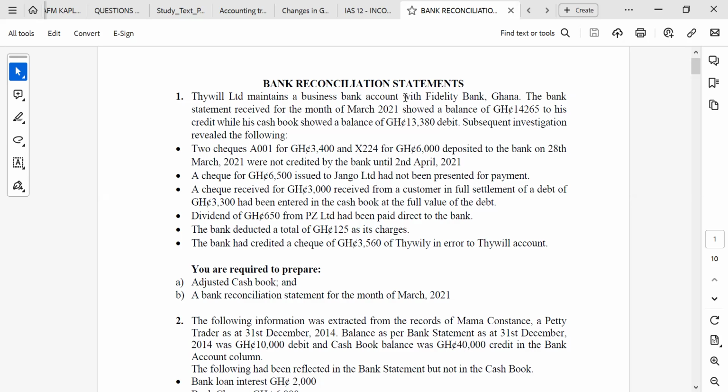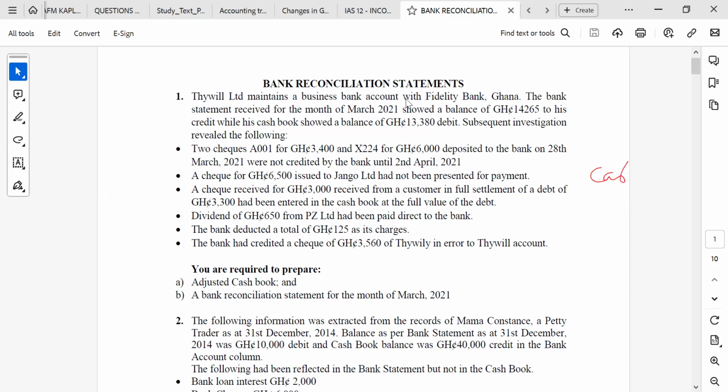How much is the person owing the company? 3,300. Okay, so we received 3,000. The cash received is 3,000. So we should have debited our cash book, which is the bank column, with 3,000, isn't it? Yes, please. But they are saying that it has been entered at the full amount. The full amount is what? 3,300. Okay, so it means that this is how the transaction has been done.